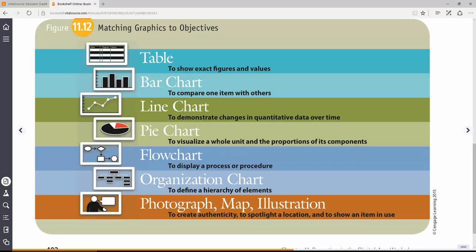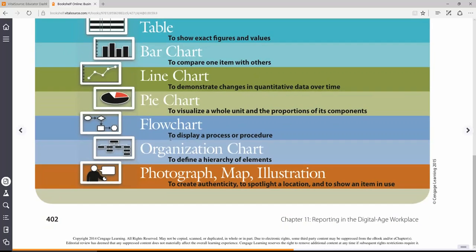Pie chart will visualize a whole unit and the proportions. Flowchart displays a process or procedure, and I think flowcharts are cool. So this guy does this, and then this guy does this one, and then it goes here. As a box comes into the warehouse here, it gets sent to unpacking here. When it's unpacked, it gets sent down here to distribution. When distribution gets through with it, it gets sent over, that type of thing.